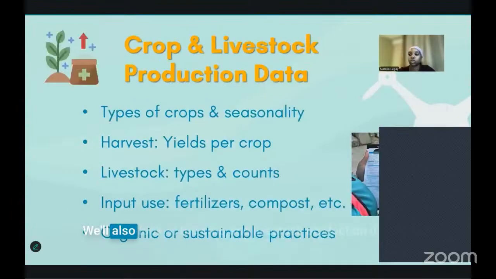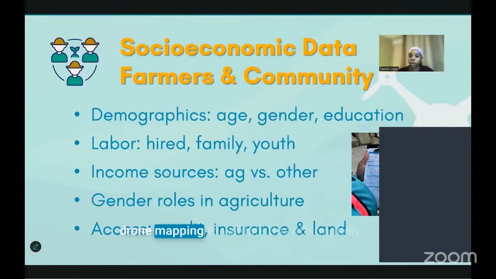We also look at the crop and livestock production data, the types of crops that are grown, estimated harvest that is expected, types of livestock, and any other innovative agricultural practices taking place in that area. We use field surveys as well as participatory drone mapping to validate this information.